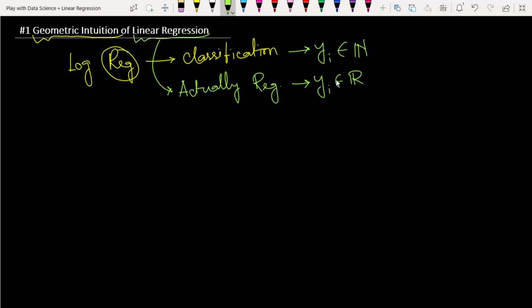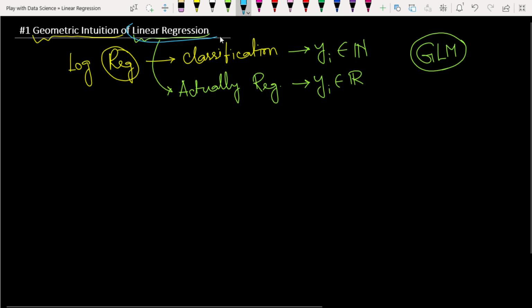Now, just before going to the mathematics, let's see the geometric intuition. We will learn the depth of the mathematics when we learn the generalized linear model. Linear regression is one kind of generalized linear model.